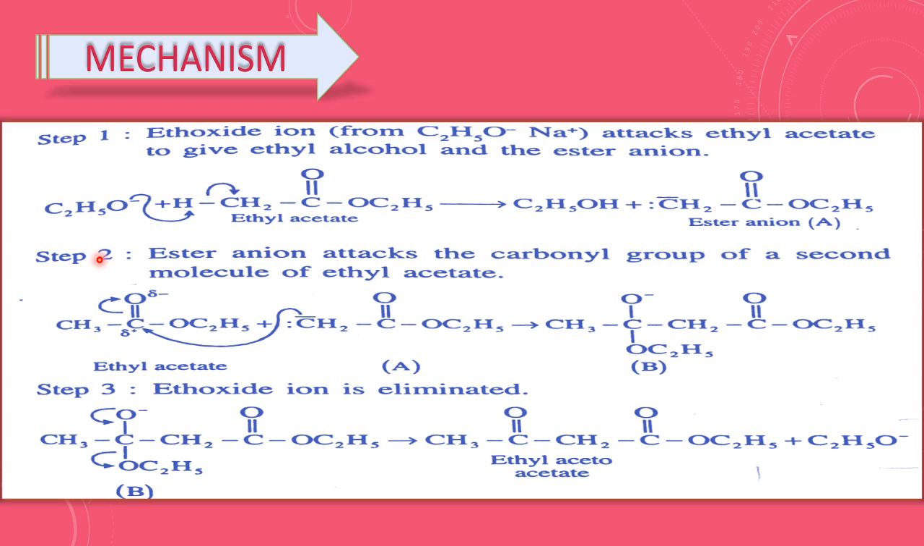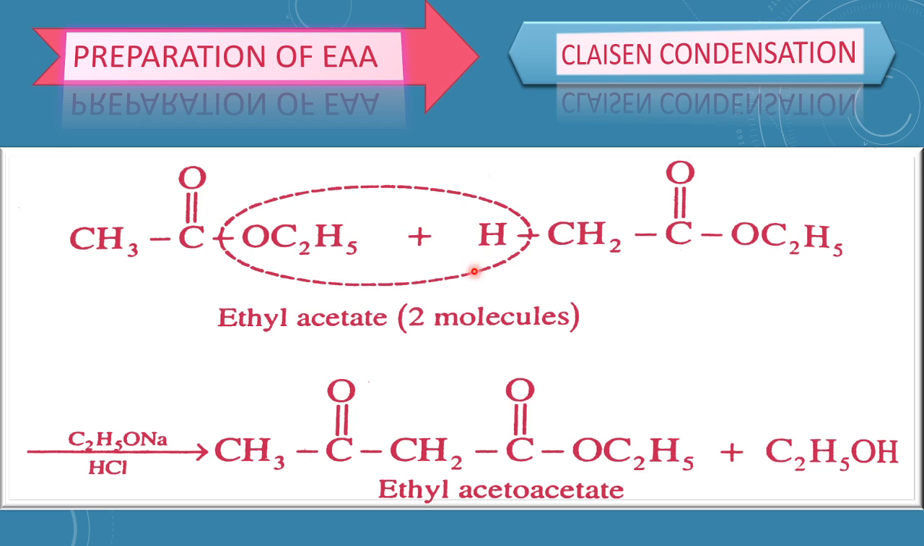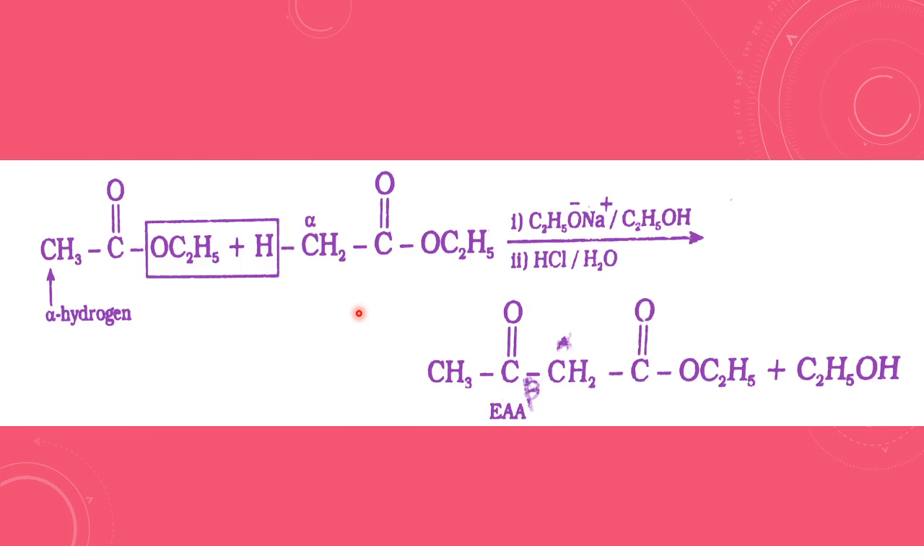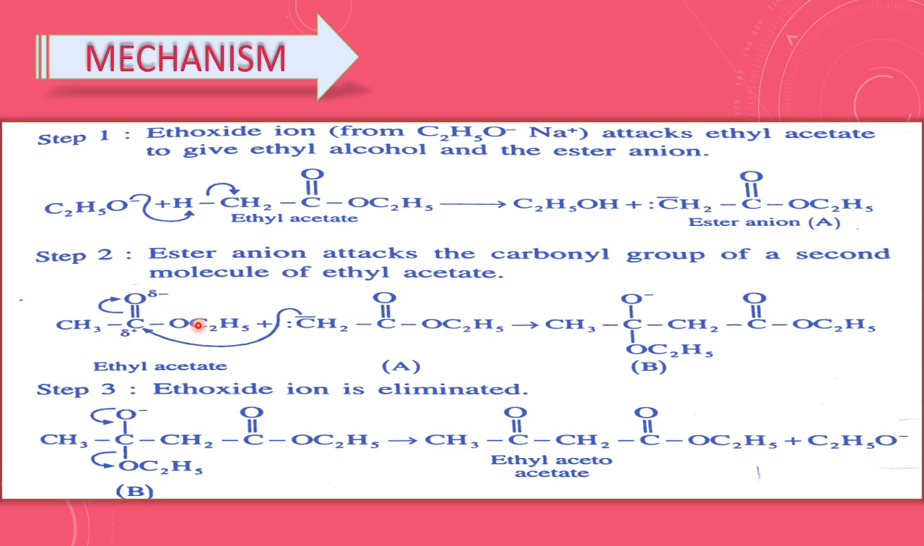In the next step, this ester anion attacks the carbonyl group of a second molecule of ethyl acetate. In the preparation, we have to use two molecules of ethyl acetate. See the next reaction: here we use the second molecule of ethyl acetate, and this is the first molecule of ethyl acetate. Here is the formation of the anion. This attacks the carbonyl group of the second. This is the carbonyl group; C double bond O means carbonyl group. And here the direction of the arrow is from negative to positive.